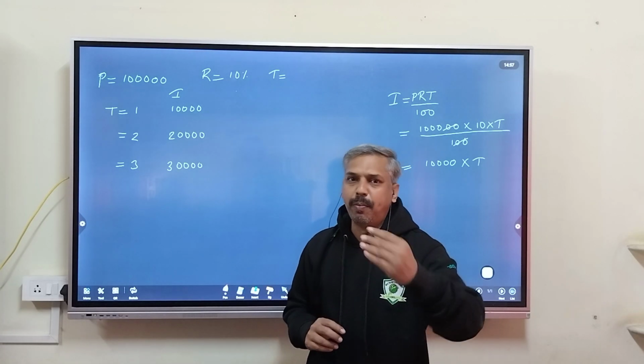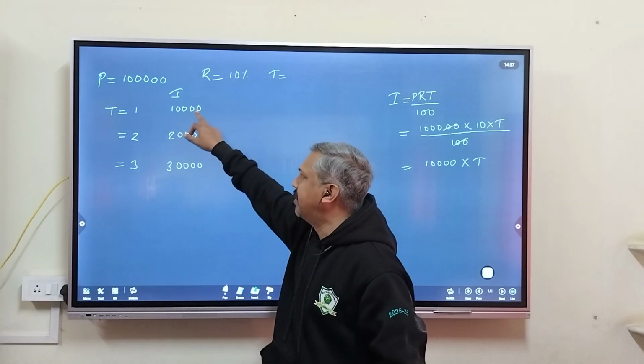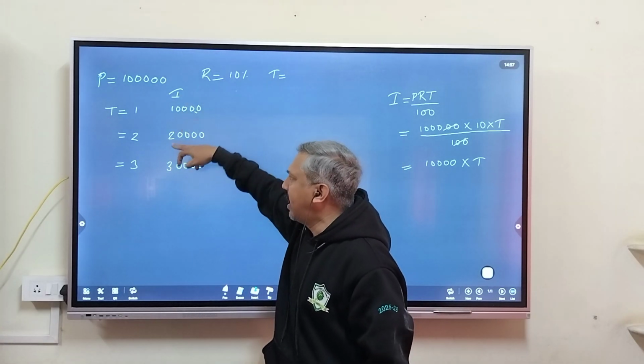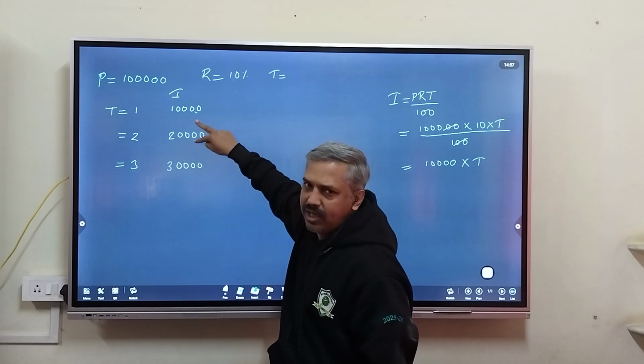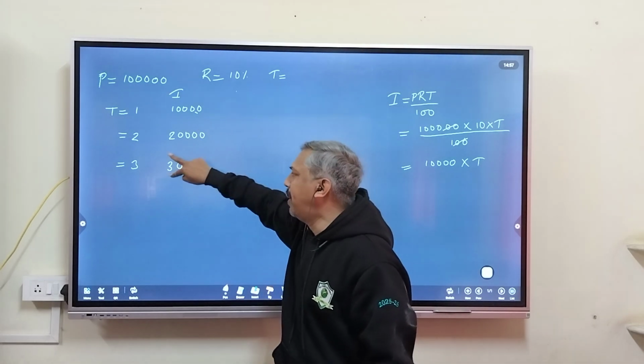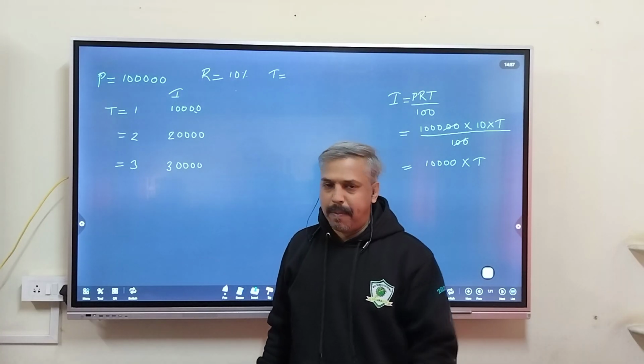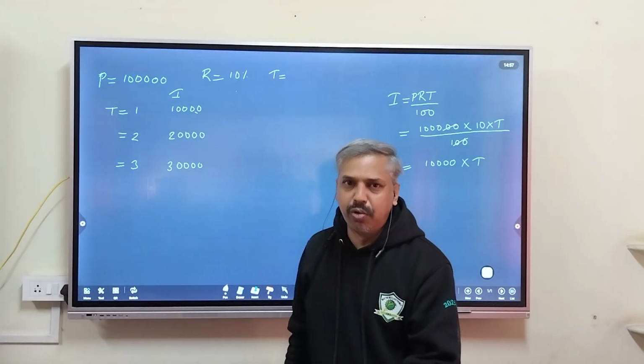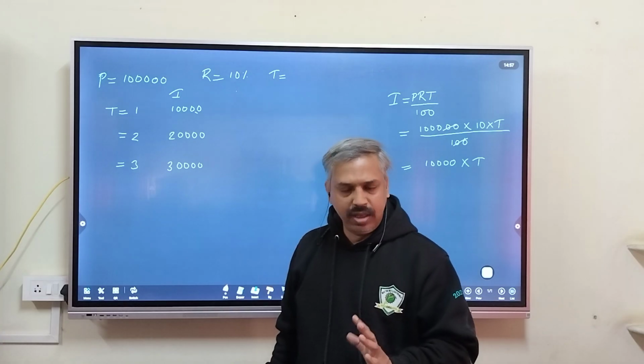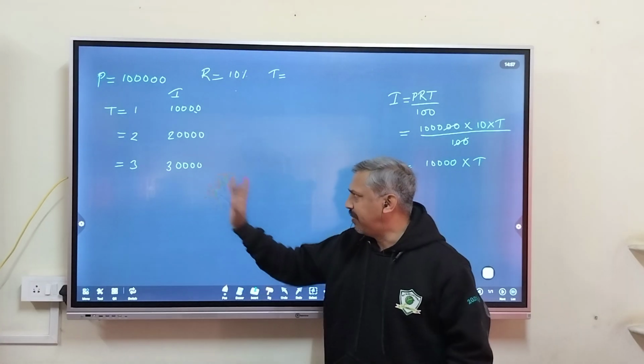And every year you will pay that extra amount, 10,000 rupees. So the second year you will pay 10,000 more, so together you pay 20,000 interest. Third year you will pay 10,000 more, so together you are paying 30,000 rupees of interest. Basically you are paying 10,000 rupees of interest every year. I completely agree with this, this is perfectly fine.